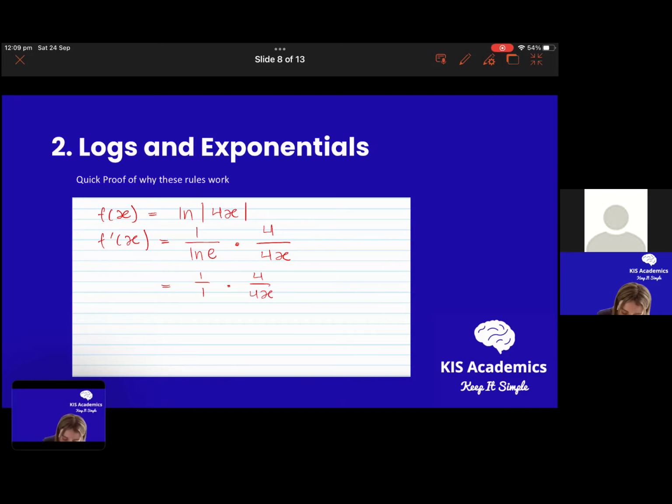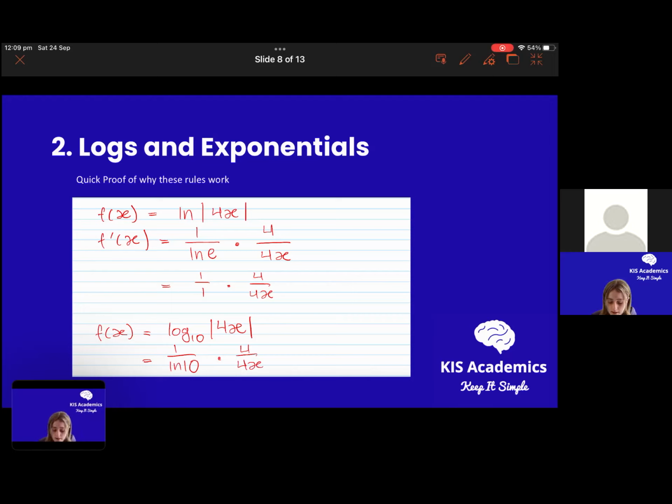Whereas if we had something where f of x was equal to log base 10 of 4x, having 1 over ln 10, if you're not sure what that is, I'm not sure what that is, you can put it in your calculator. It gives us 2.3025... It's not going to cancel to be just 1. So that's why we have to leave that coefficient there.